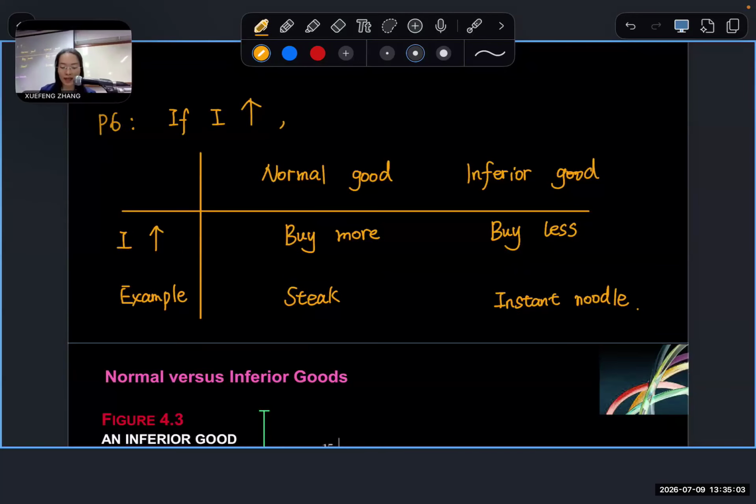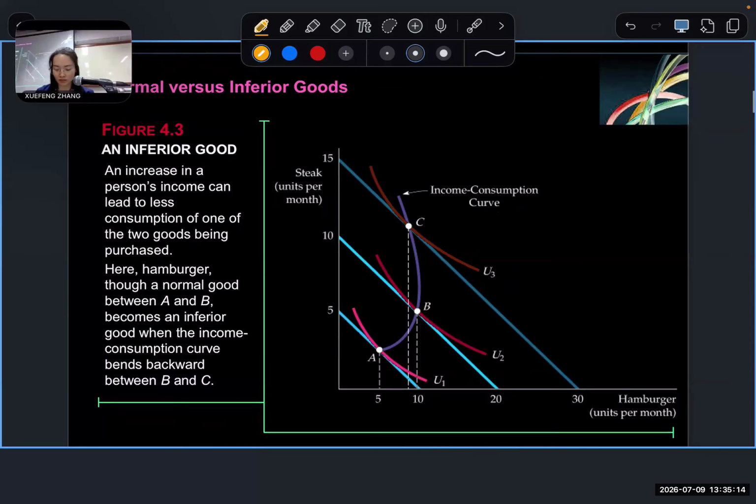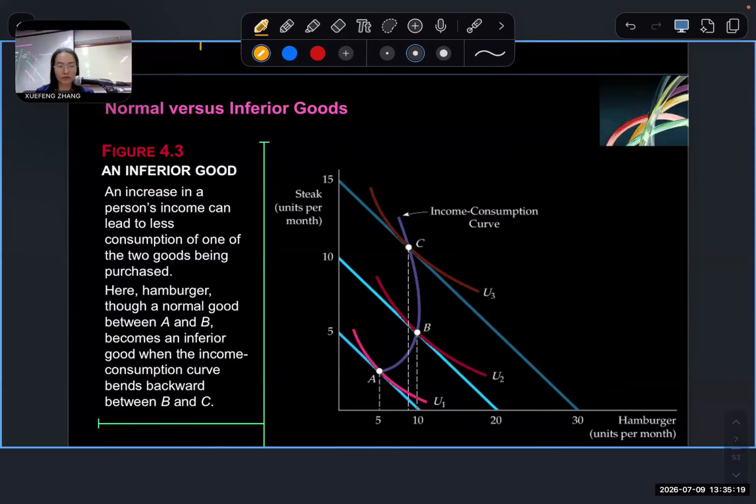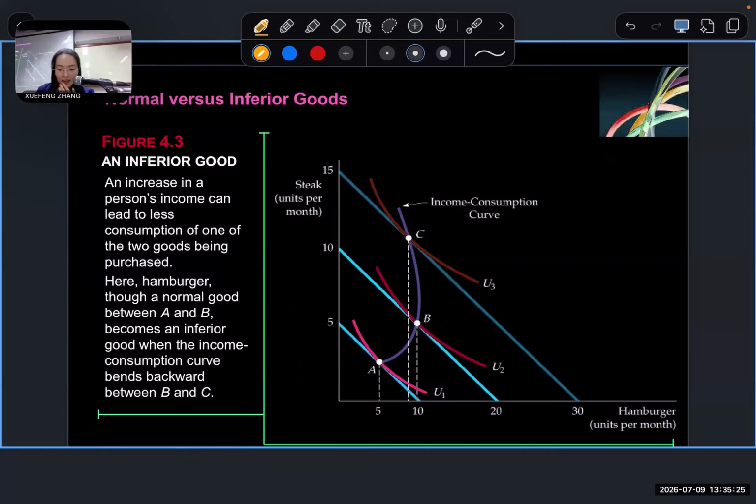Okay, so here I talk about the difference between normal good and inferior good. Let's see the graph. What is this? This figure shows an inferior good. Why? The logic trend is we are moving from point A to point B and then to point C.